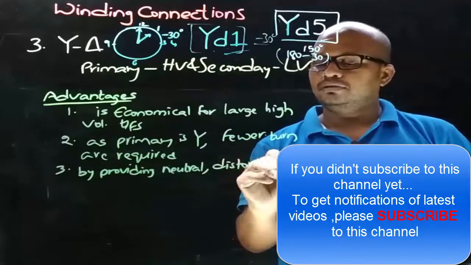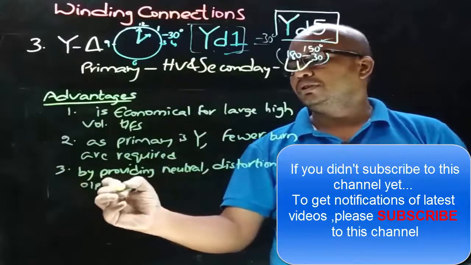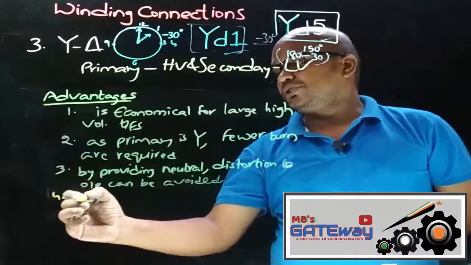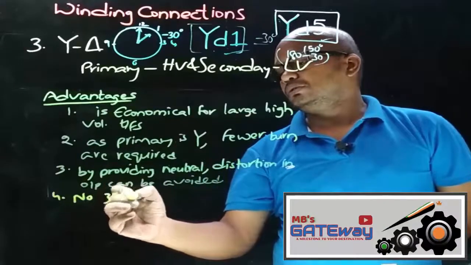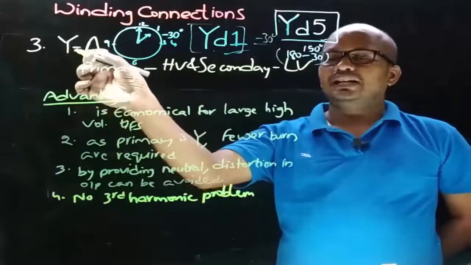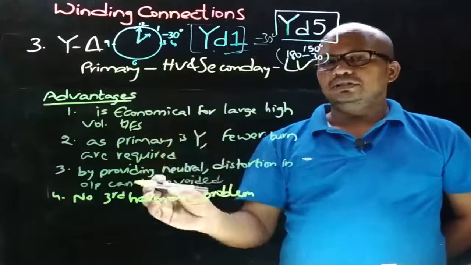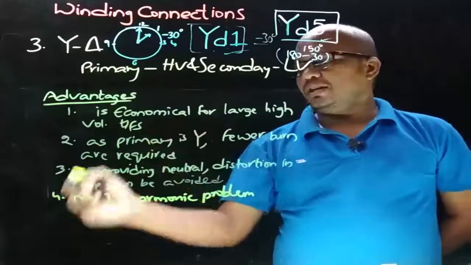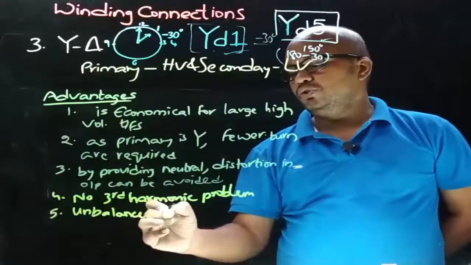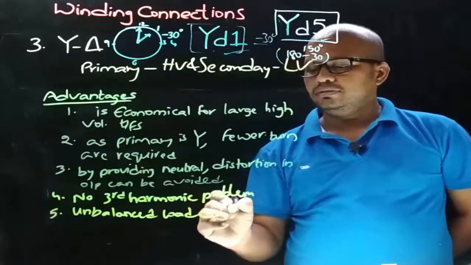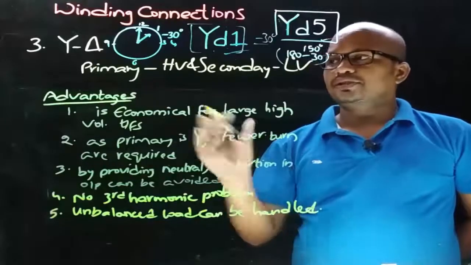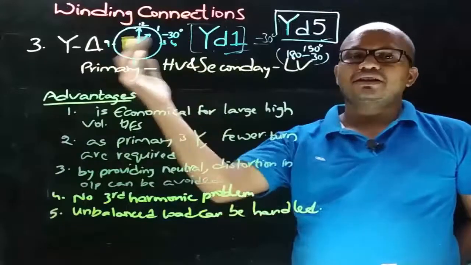distortion in output can be avoided. And here the other advantage is no third harmonic problem, as this type of connection has delta connection on the secondary side, so there will be no third harmonic problem, and unbalanced load can be handled. So these are the advantages of this star delta connection.